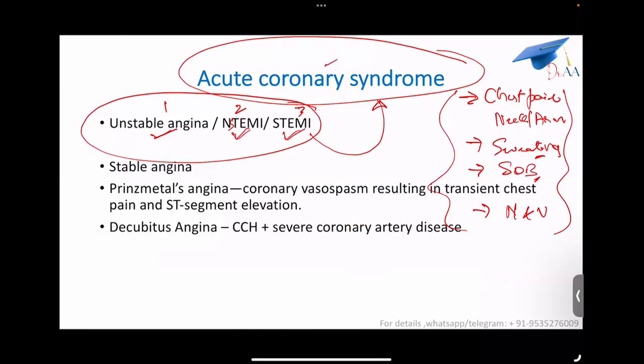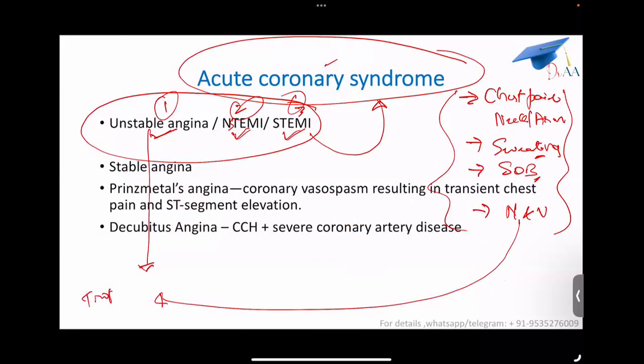So how do we differentiate each of the categories we have discussed here? Unstable angina: you'll have all or one of the symptoms. Classical symptoms will be present, but troponin will be negative. It will not be positive, it will be negative. That is, the cardiac biomarker will be negative. In NSTEMI, there will be no typical ECG changes. What do I mean by typical ECG changes? There is no ST segment elevation of more than 2 mm, which we'll be discussing in the coming slides.